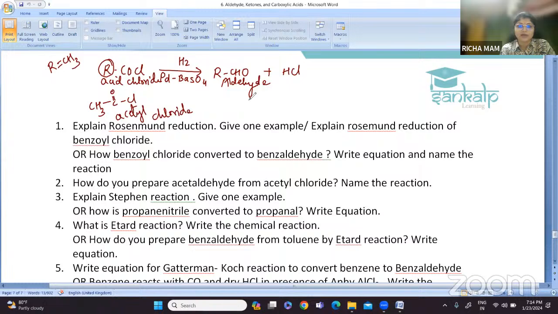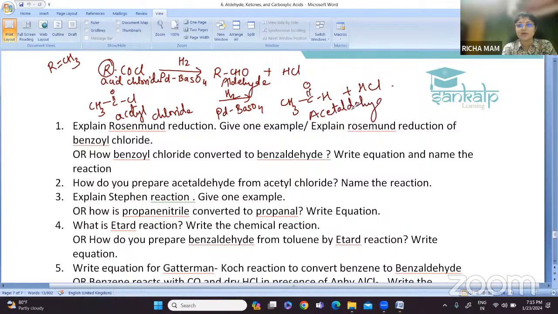Acetyl chloride in the presence of H2, palladium and barium sulfate, you get acetaldehyde plus HCl. What is the name of this reaction, where you are converting acetyl chloride to acetaldehyde? It is a Rosenmund reduction. Is it clear, students?